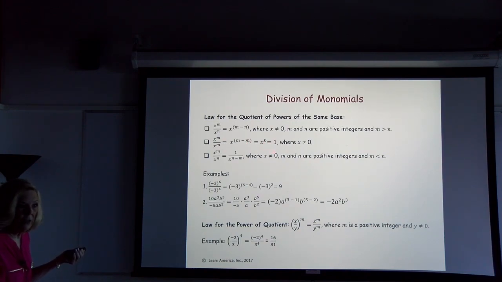And you know anything to the 0 power equals 1. Again, you must stipulate that x can't be 0. You can't have a 0 base. And on this one, we're going to say that n is larger. You have more x's sitting down in that denominator.